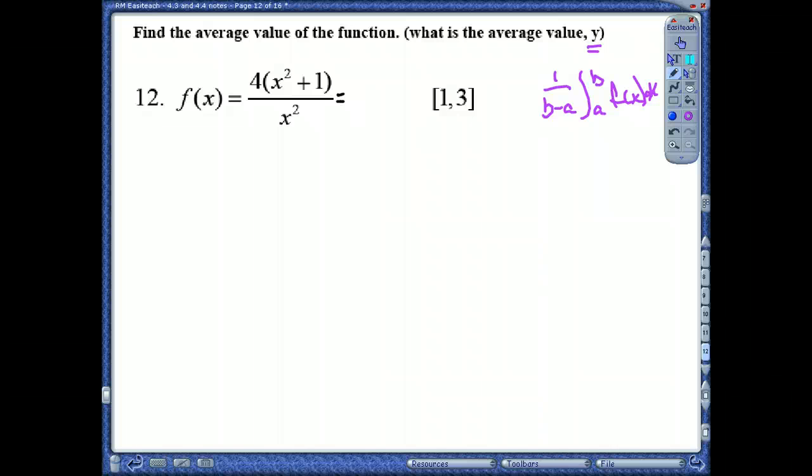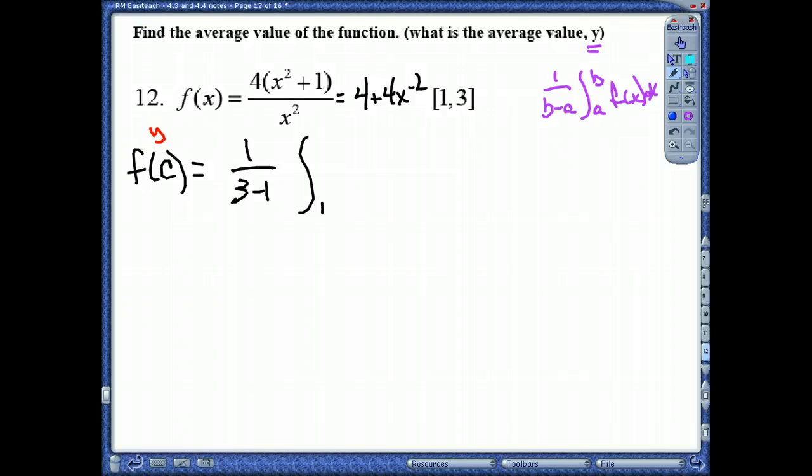So 4x squared divided by x squared is 4. 4 divided by x squared is 4x to the negative 2 power. So simplify that before. That way, when you're finding f of c, which is what they're asking us to find, that's our y value. So that's that y value, that's that average value. Then we're just going to do 1 over b minus a, so 1 over 3 minus 1 times the integral from 1 to 3 of my function, new and improved. Don't forget that dx. When you're writing it out, they want to see it.